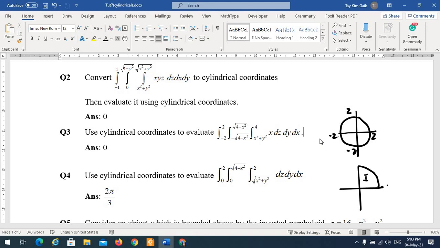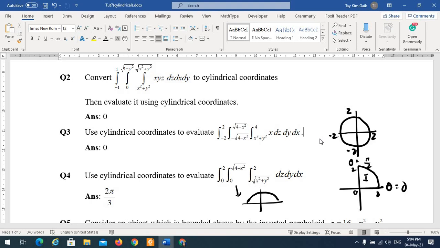Yes, so this is theta from 0 until pi over 2, because the limit of y tells you we got the first and second quadrant, and the limit of x, because x is from 0 to 2, makes it only the first quadrant. So first quadrant, theta 0 to pi over 2.